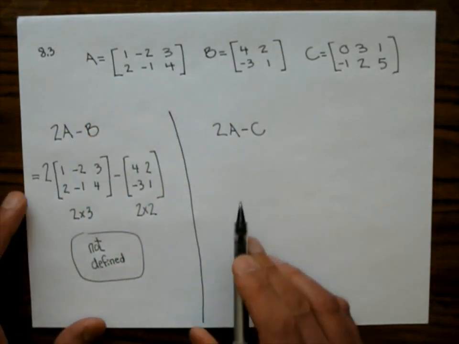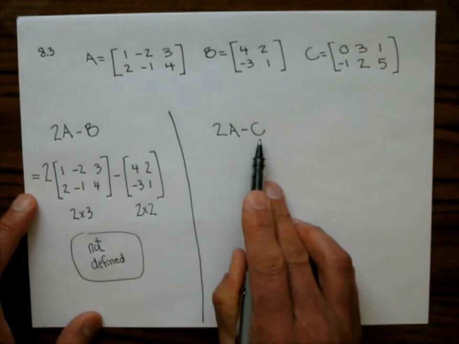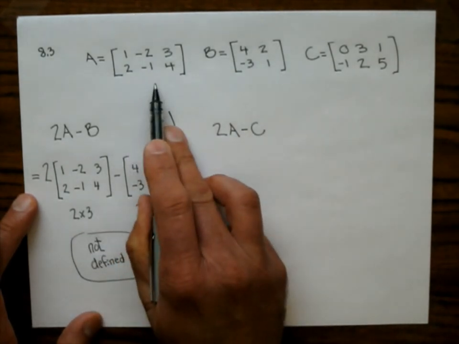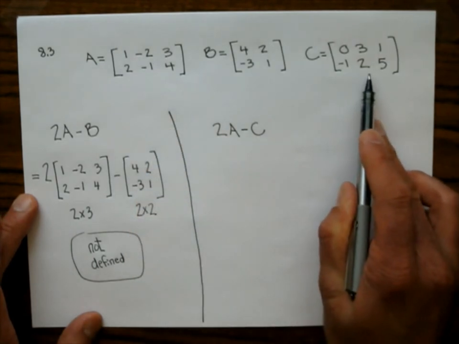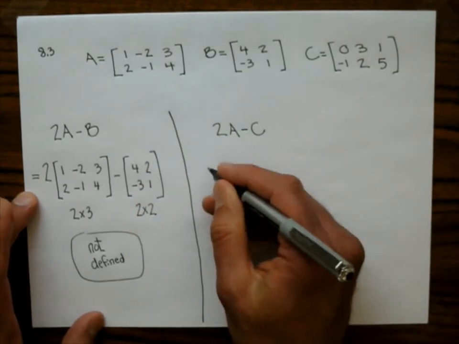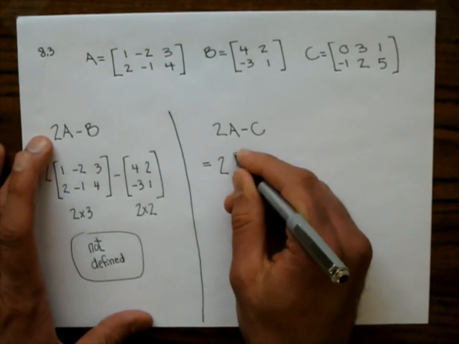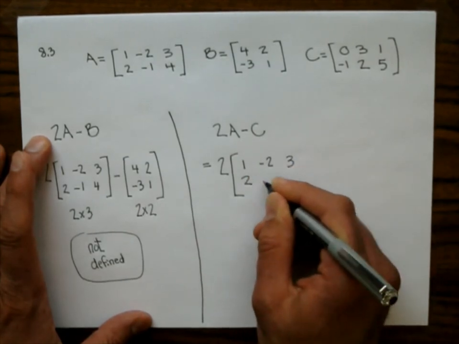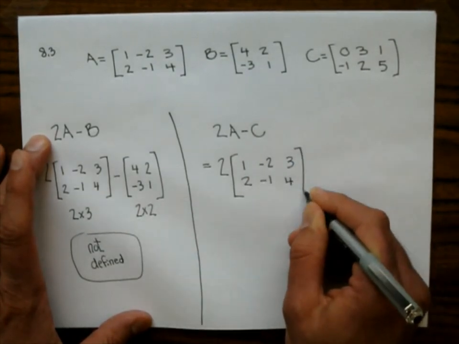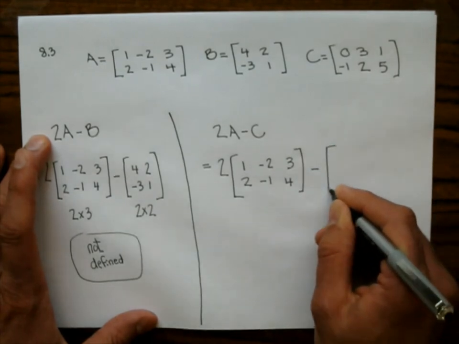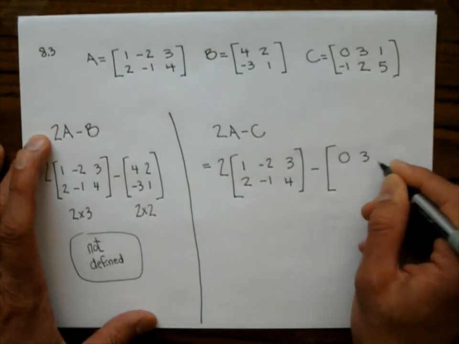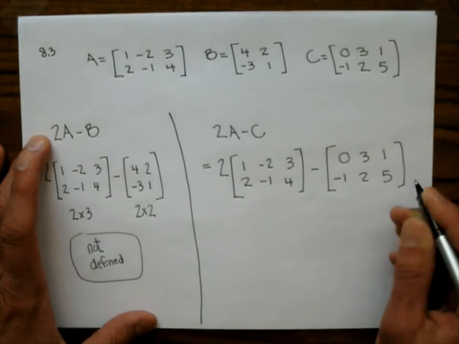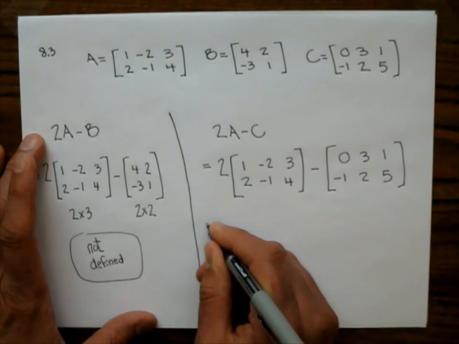The next problem, where we're taking a look at this, maybe we should just check the sizes on these matrices first before we write this all out. A is 2 by 3, and so is C. So let's go ahead and write this out. This equals 2 times A, 1, negative 2, 3, 2, negative 1, 4, and then we have minus C. So I'll just copy down what C is. Once again, you make one little miscopy, it kind of ruins the problem.